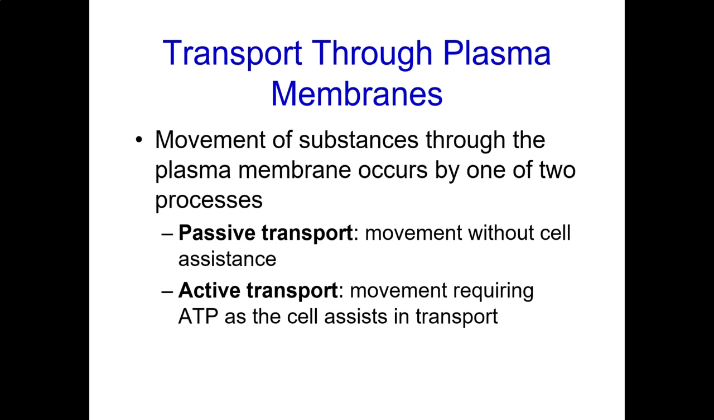So there is something called passive transport and active transport. Passive transport means you don't need any energy. It will just happen. The cell doesn't really have to do anything. In active transport, we need ATP, adenosine triphosphate. We need energy to make this transport happen. It doesn't just go. Passive or active.